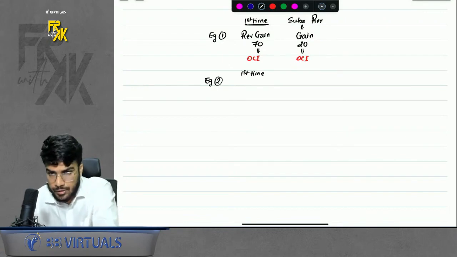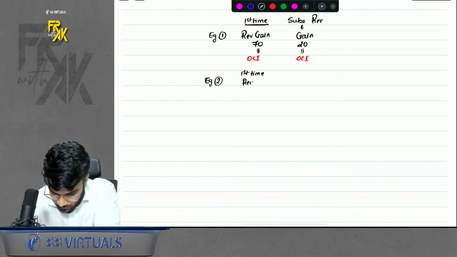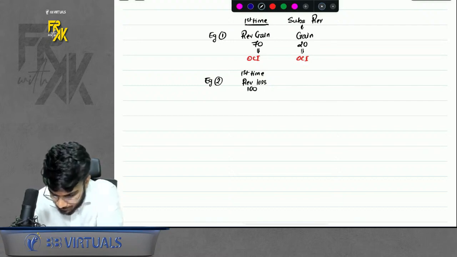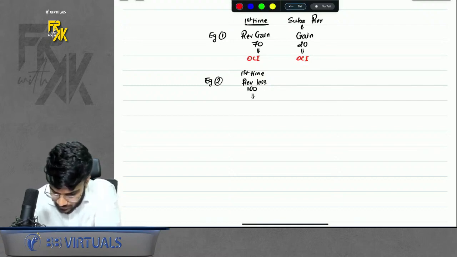You revalued for the first time. You had a revaluation loss. On first-time revaluation, you had a revaluation loss of 100. Where will this get transferred? 100 to profit and loss.